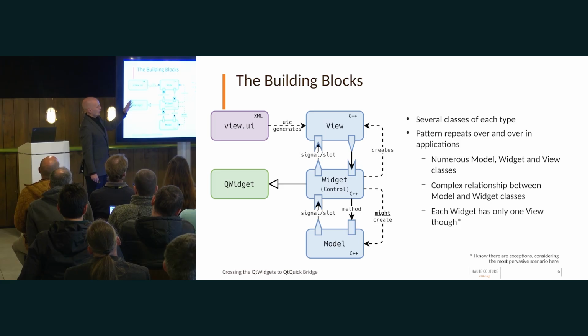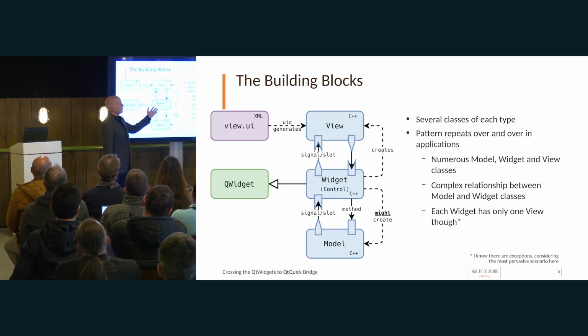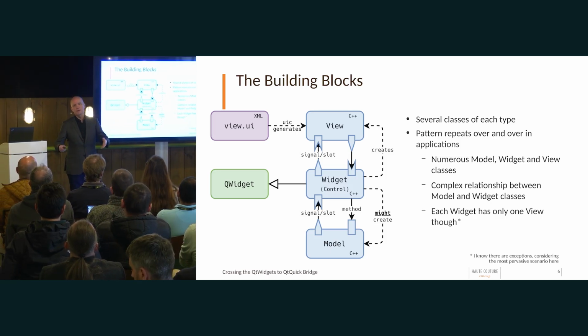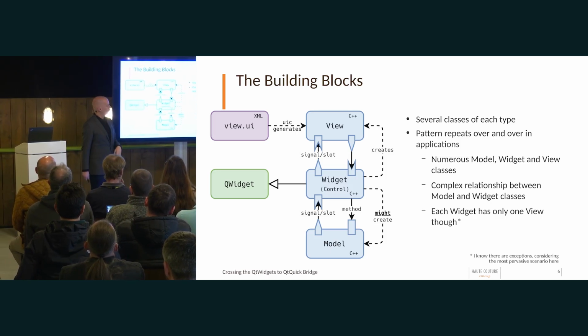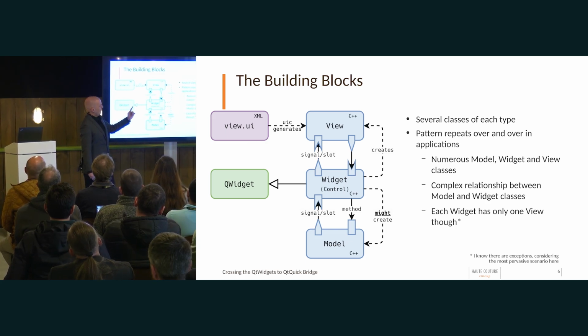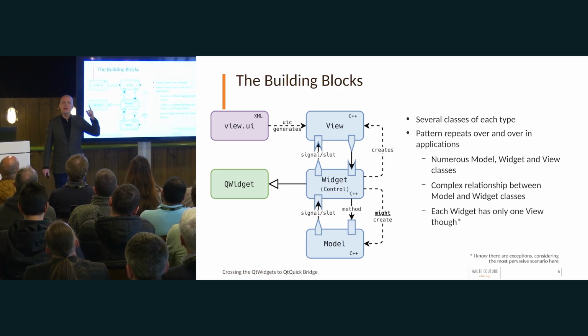Again, that's repeated over and over in the application, and you will have numerous models, widgets, views. What's important to keep in mind is that you might have complex relationships between model and widget classes. You might have one of those widgets which has several models, those models being used in different widgets and so on. Now, one thing is though is that this widget has only one view, and it creates it.